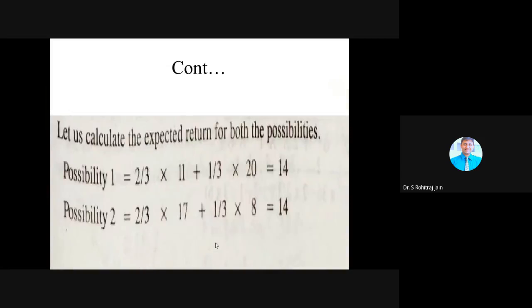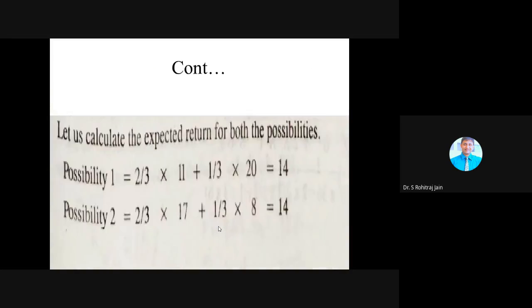So first, students, let us calculate the expected return for both the possibilities. Possibility 1, what he has told: 2/3 multiplied by 11 plus 1/3 multiplied by 20, which I got equal to 14. And similarly, possibility 2: 2/3 multiplied by 17, that is the return of stock ABC, plus 1/3 multiplied by 8, which is equal to 14. So I got in both the cases 14.